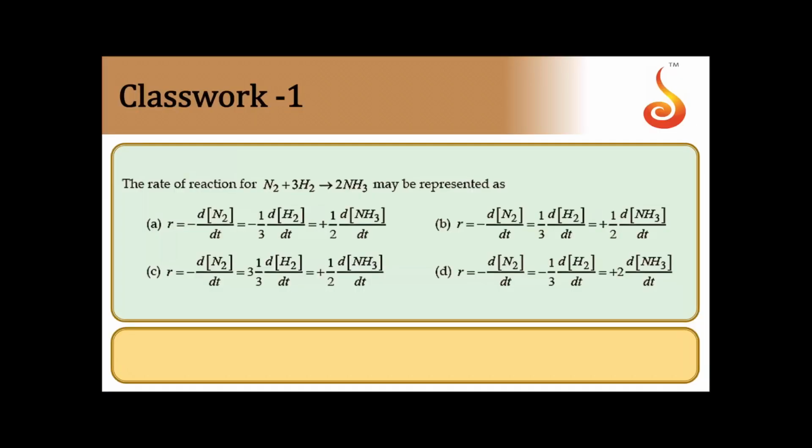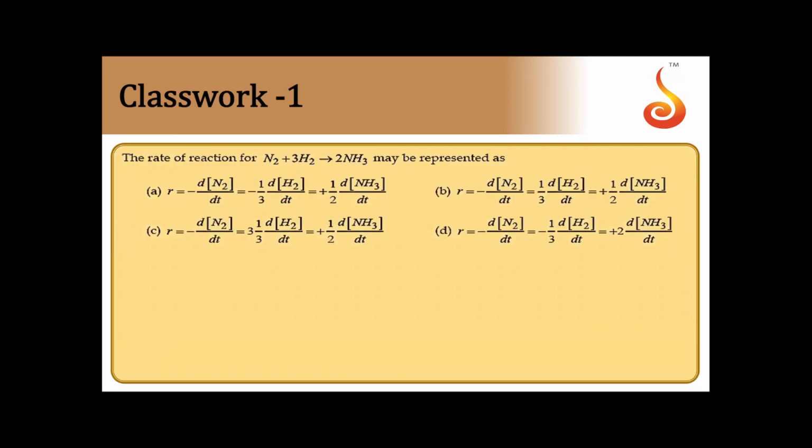The rate of reaction for N2 plus 3H2 giving rise to 2NH3 may be represented as rate of reaction with respect to N2 plus 3H2 giving rise to 2NH3. Now here, rate with respect to reactants will be in terms of negative sign and products will be in terms of positive sign.